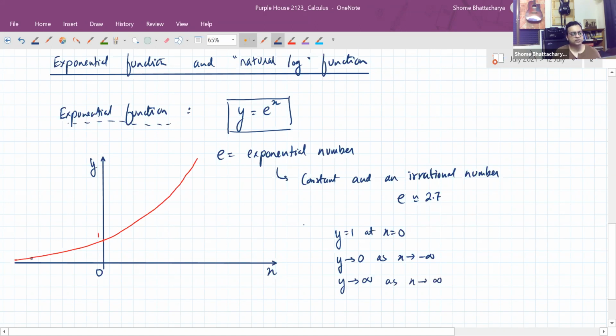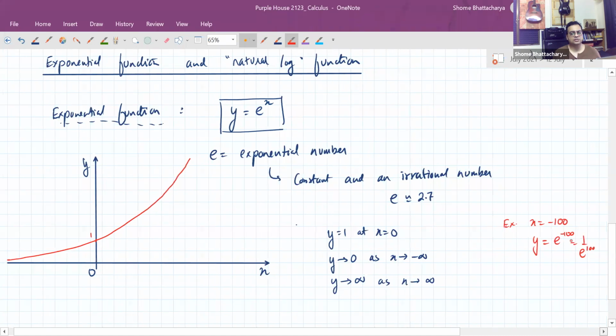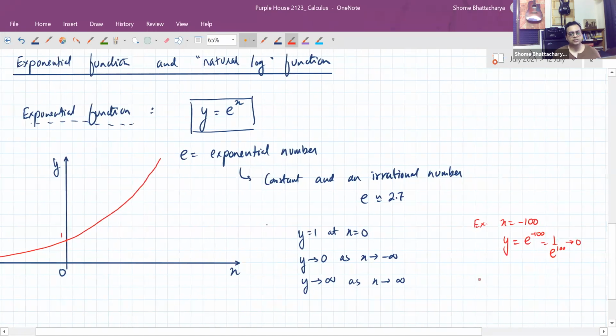So that is the nature of the graph, which you can see, that the more you go on the negative side, the smaller the value of y becomes, tending to 0 as x tends to minus infinity. So for example, if you take x as minus 100, so y is e to the power minus 100, which is the same thing as 1 by e raised to the power 100. So it's a very small number because the denominator is very large. So it's almost tending to 0. Whereas on the positive side, if you make x, let's say, a large number like 1000, so y is equal to e raised to the power 1000. That's a very large number. So it starts tending to infinity as x becomes large on the positive side.